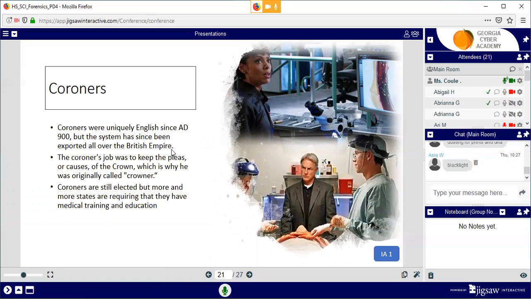All right. We've talked about coroners before. Remember that coroners are an elected position, okay? Coroners are elected, and more states now require that they have medical training and education. So oftentimes they start out as forensic pathologists or even medical examiners. And medical examiners are appointed. So coroners are elected, medical examiners are appointed.